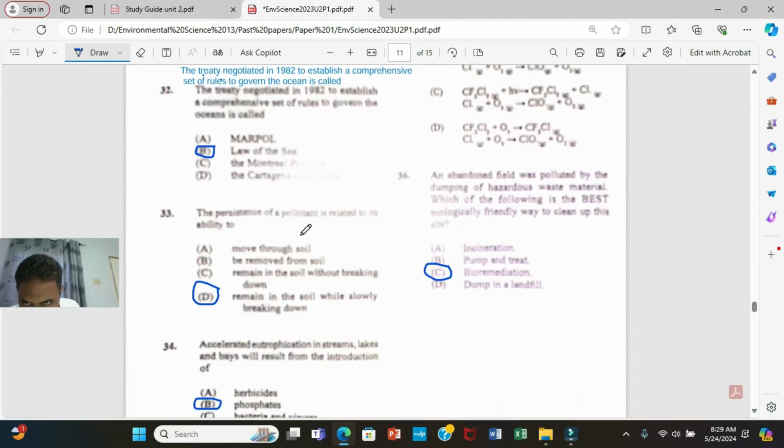33. It says the persistence of a pollutant is related to its ability to, the answer would be D, remain in the soil while slowly breaking down. So when a chemical is persistent, it means it's hard to break down, guys. So the answer would be D. Again, this question is on paper 2020. I'll drop that paper soon.